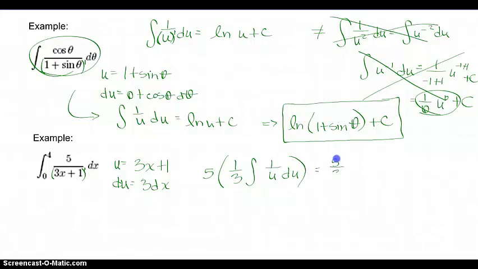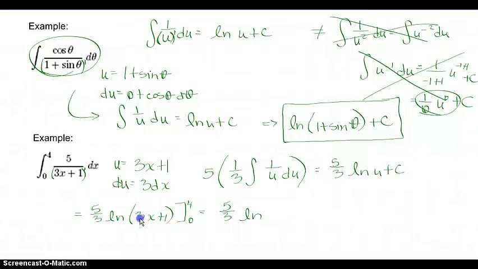So the antiderivative in terms of u is 5/3 times the natural log of u plus c. I'm going to pick that up. 5/3 times the natural log, u is 3x plus 1, and I have a definite integral now. Remember, there's our process. So we have 5/3 times the natural log, that's 3 times 4 is 12, plus 1 is 13, minus 5/3 times the natural log of 1, and we know the natural log of 1 is 0, so there's our answer. I'm going to stop this.